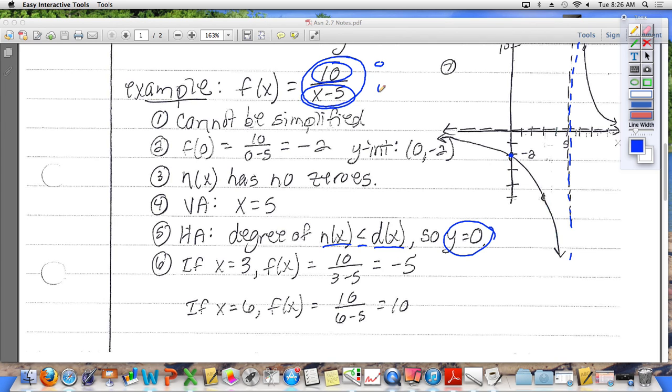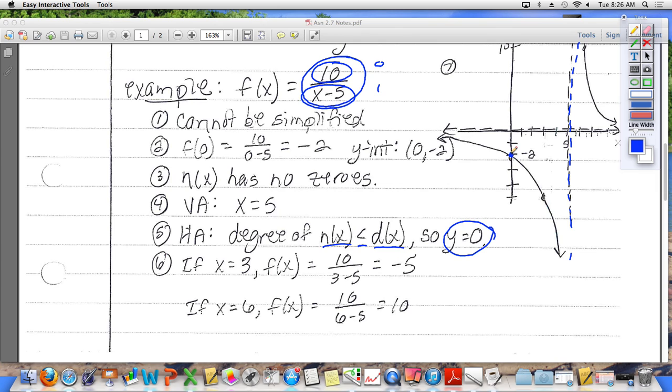Okay. The next thing that you need to do, step number 6, is you need to find some other points that will work. I know that I have a y-intercept right here at an x value of 0. I also know that I have a vertical asymptote at 5. So what I'm going to do is check a point in between my x value of 0 and my x value of 5.